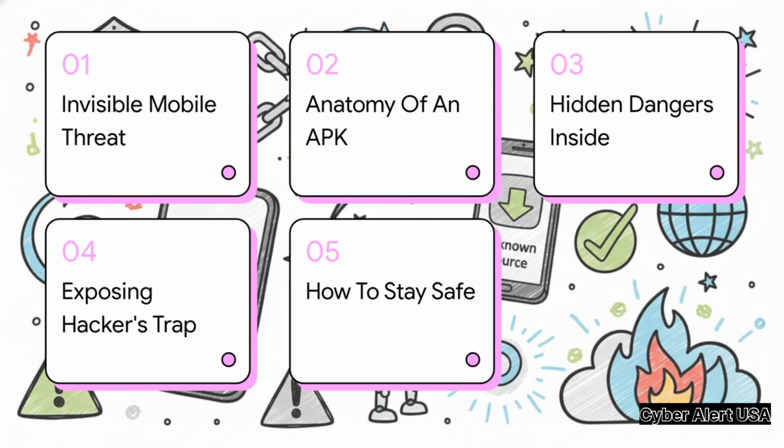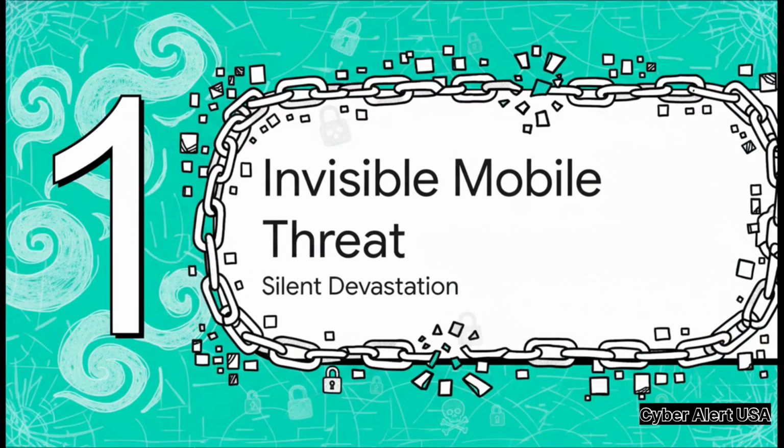Okay, let's dive right into this. Here's our roadmap for the explainer today. First, we'll look at the invisible mobile threat. Second, the anatomy of an APK. Third, the hidden dangers inside. Fourth, exposing the hacker's trap. And finally, how to stay safe. Section 1. The invisible mobile threat.